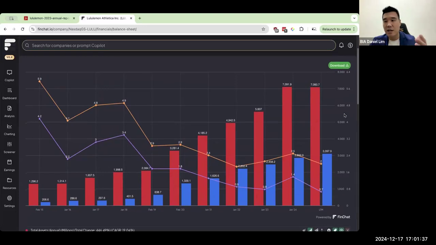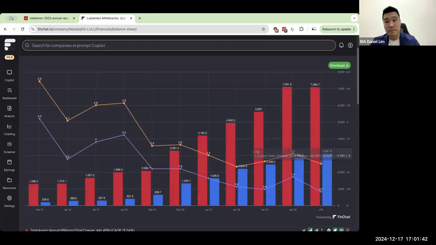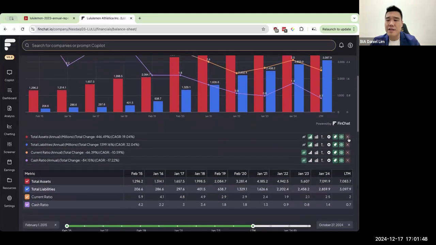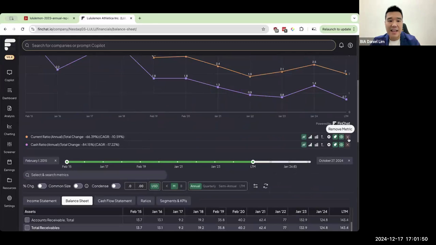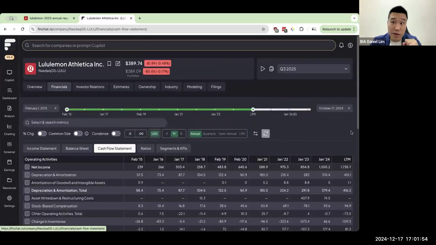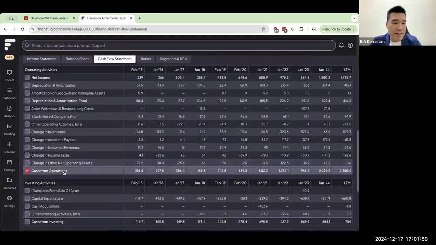Right? And enough cash, a lot of liability, a lot of assets, and the liability is under control. So this is what the balance sheet tells us. No issue, right? Then let's go to the cash flow statement. Now, the cash flow statement is the easiest. So let's go to the cash flow statement, and there are only two things we need to take a look at. And that is cash from operation and free cash flow.